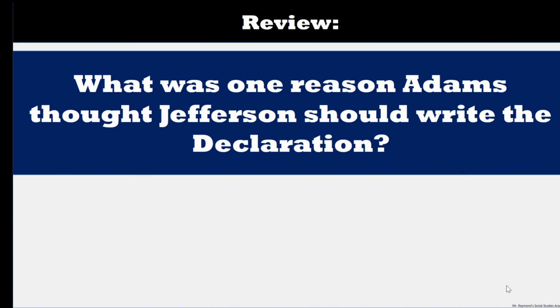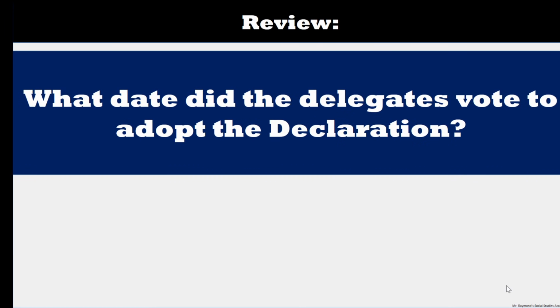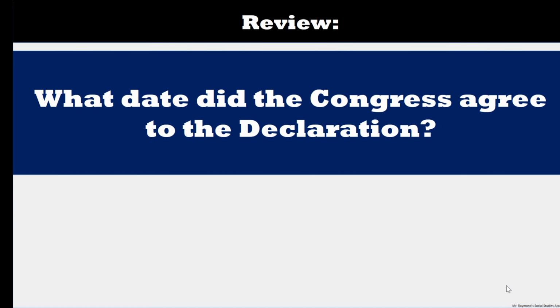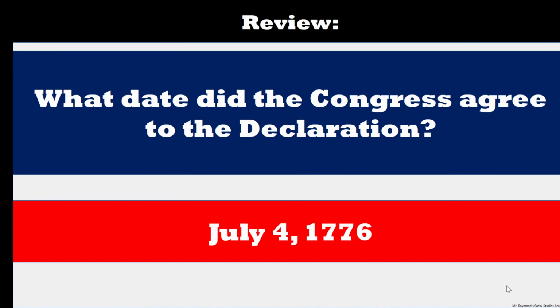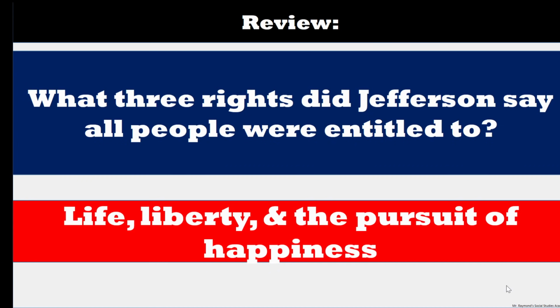What was one reason Adams thought Jefferson should write the Declaration? He was a Virginian. He also thought he was smarter than he was and a better writer. What date did the delegates vote to adopt the Declaration? July 2nd, 1776. What date did Congress agree to the Declaration? July 4th, 1776. What three rights did Jefferson say all people were entitled to? Life, liberty, and the pursuit of happiness.